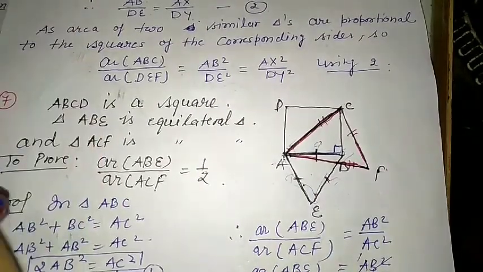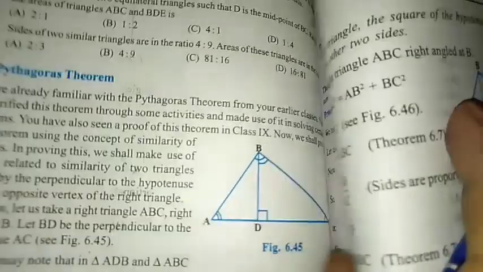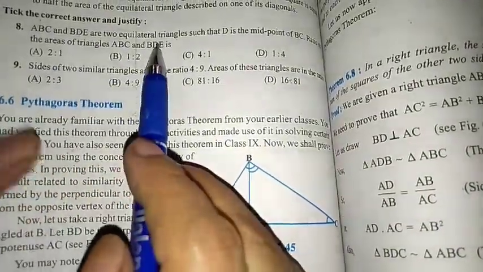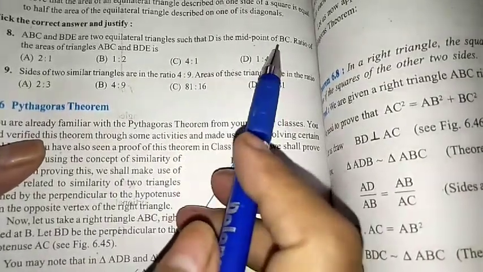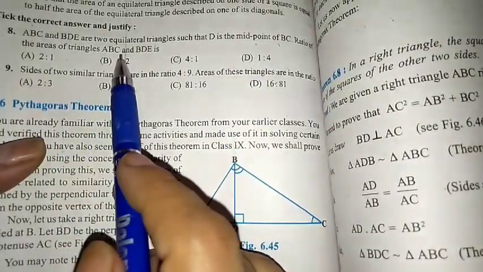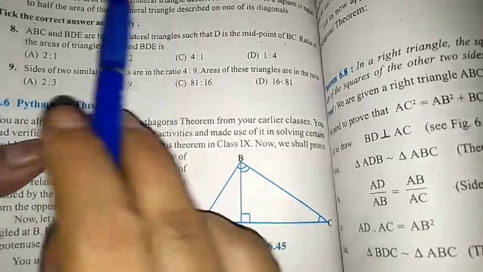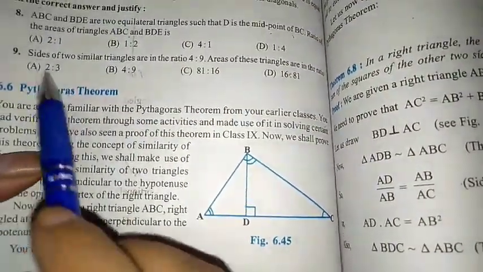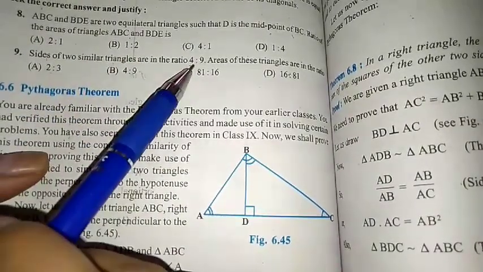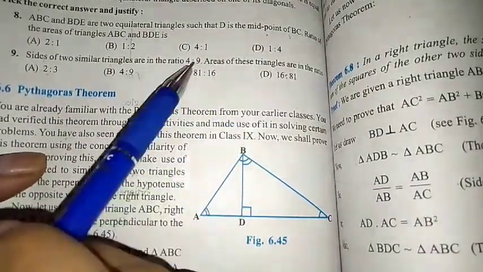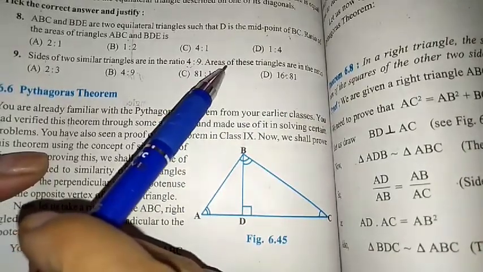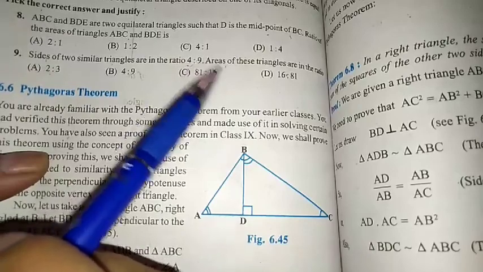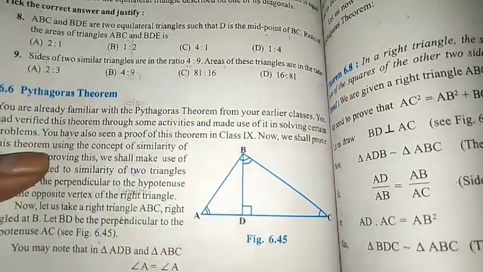So the last two MCQs are left. We have repeated the same questions. ABC and BDE are two equilateral triangles such that D is the midpoint of BC, ratio of the areas of triangles ABE and BDE. This question number 5 we have done like this, so you can do it yourself. Sides of two similar triangles are in the ratio 4:9. If the sides are given, then the area ratio we can find with the help of the squares of the ratio of their corresponding sides. So 4 and 9, we have here 16:81.